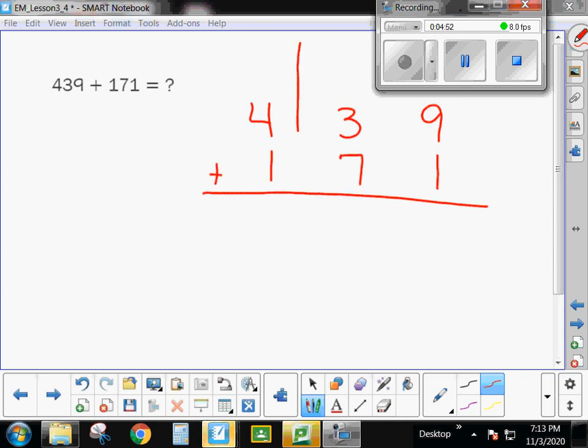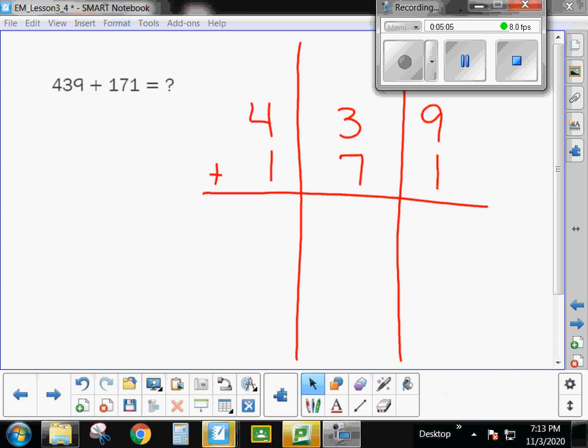Okay, and go ahead and draw those lines down between your columns. All right, so now let's go ahead and add up each of the columns. Go ahead and pause the video and just add up each of the columns.